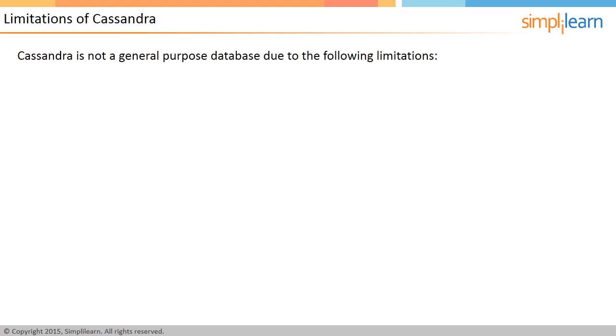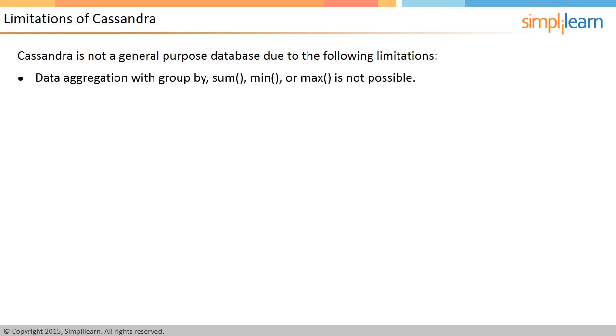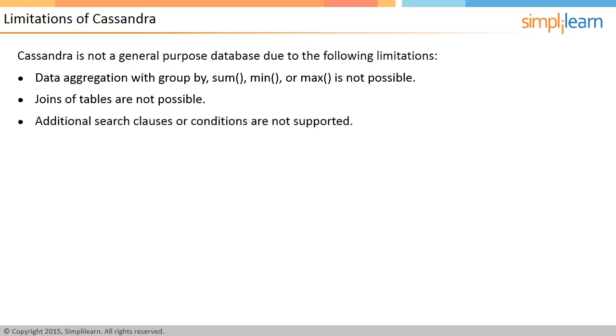Cassandra is not a general-purpose database due to some limitations. First, it doesn't provide aggregation of data with group by, sum, min, or max like relational databases. Any aggregation has to be pre-computed and stored. Second, there are no joins of tables, so data has to be denormalized before getting stored in Cassandra. Third, it doesn't support additional search clauses or conditions. Only keys or indexes can be used for search. We will talk more about this restriction later in the course. Lastly, there is no sorting provided on non-key fields.